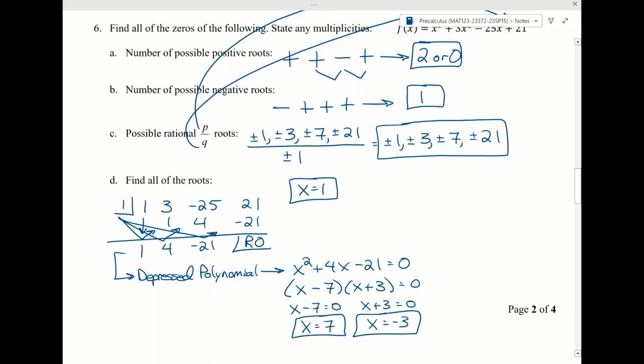Any questions with that page? Yeah, I factored this wrong. Thank you. That would make more sense. We're supposed to get 2 positive and we did. All right, 1 negative. Thank you.